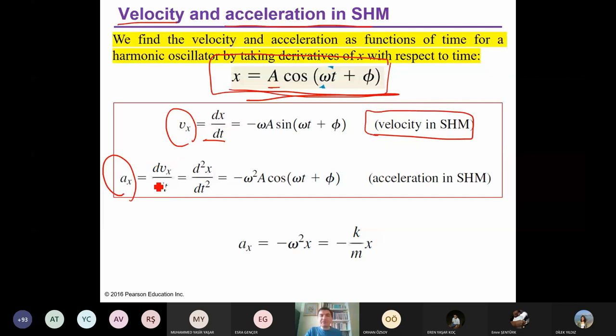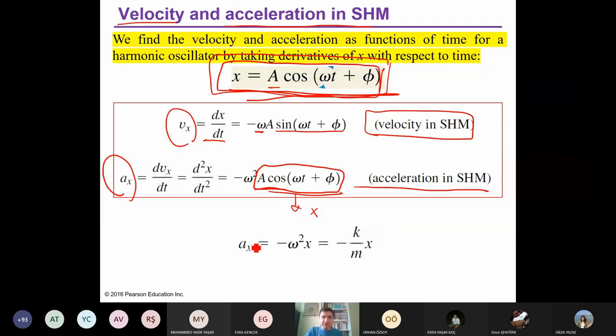And if you take the time derivative of velocity, or the second time derivative of the x function, you get this expression. The time derivative of the sine function is cosine, and the time derivative of omega t is omega. Here we have another omega, so we have omega squared. This is the acceleration in simple harmonic motion. Look at this expression: we have A cosine(omega t plus phi), and that is x. So the acceleration can be written as minus omega squared times the x displacement.